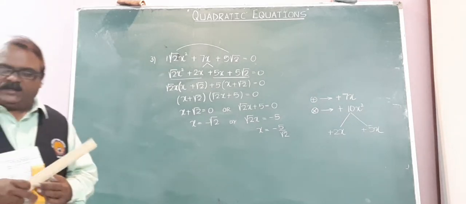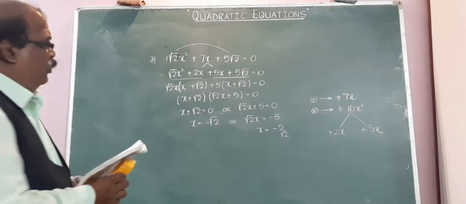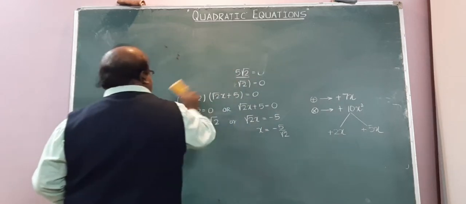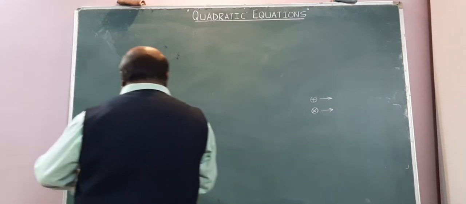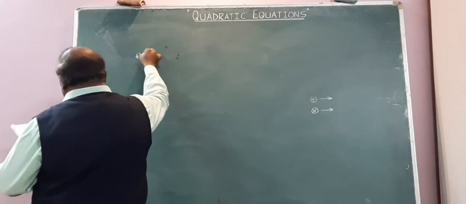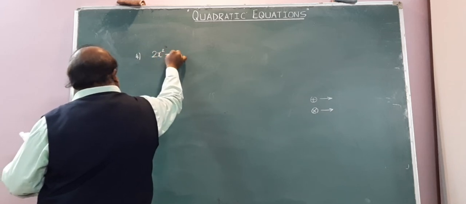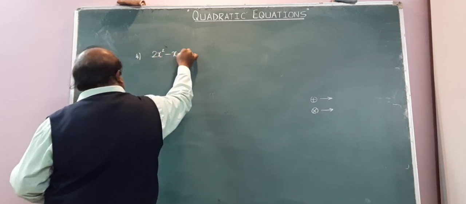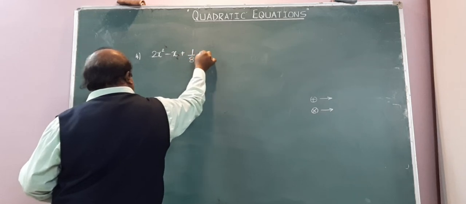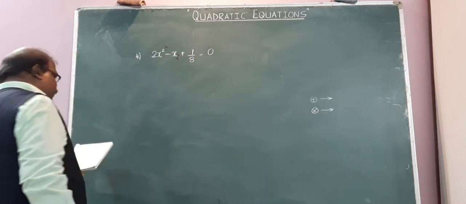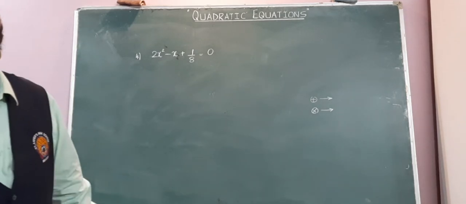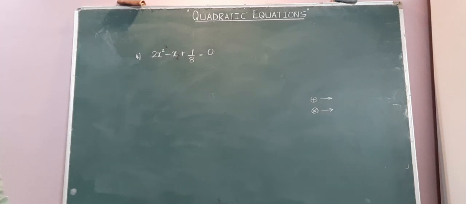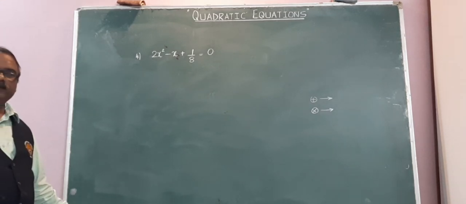Okay, let me take another example on solving a quadratic equation. The sum number 4, you have a fraction over here. Sum number 4, that is 2x squared minus x plus 1 upon 8 is equal to 0. Now, I have a denominator and the denominator as you can see is 8. So first, let me get rid of the denominator.